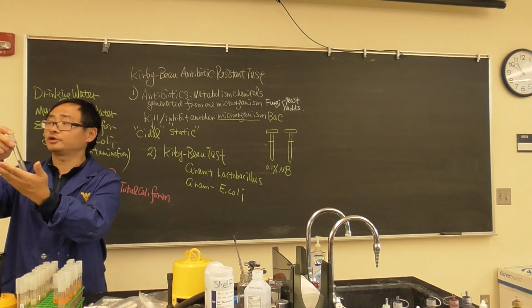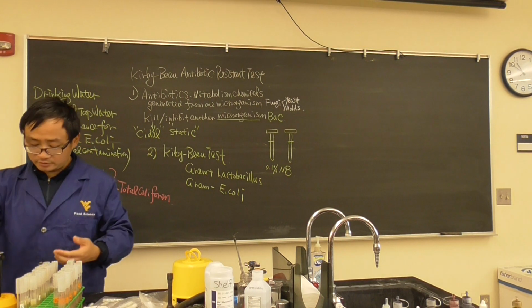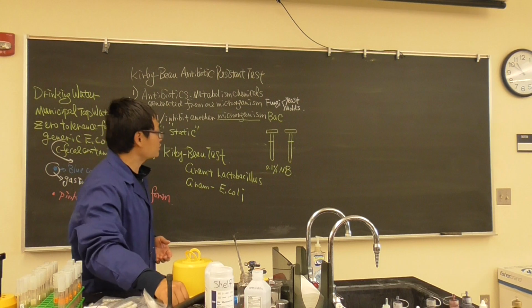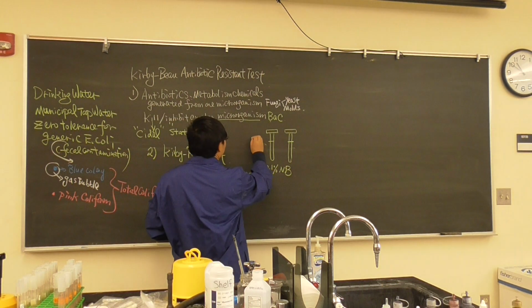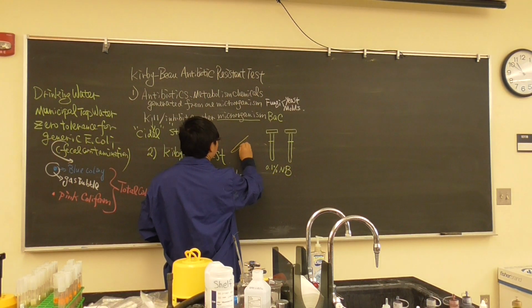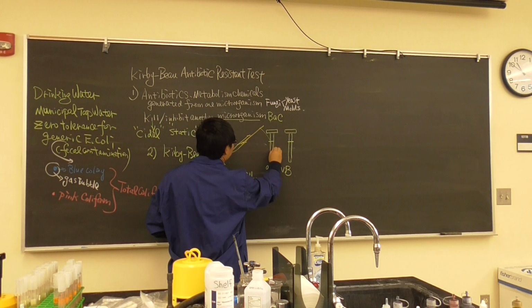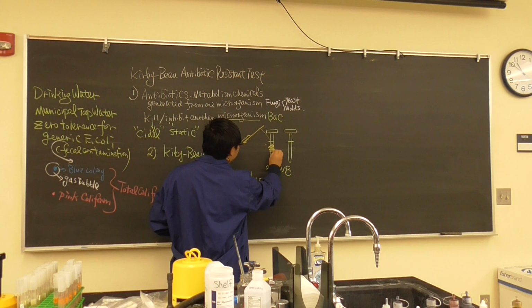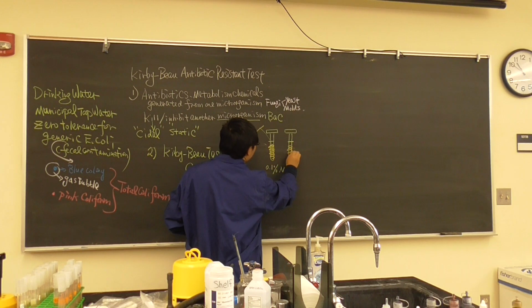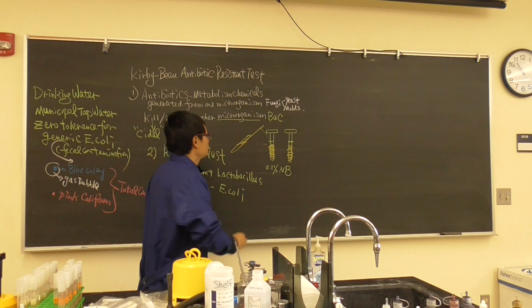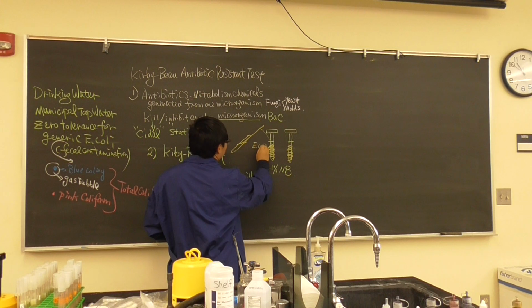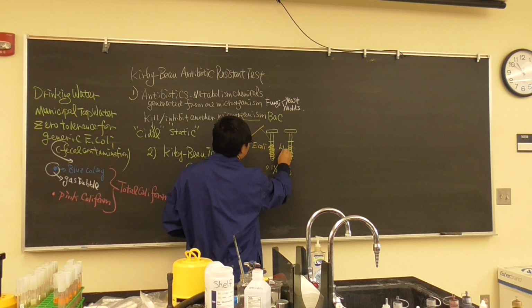You will see the turbidity there. Now, originally, we should have a standard for that. So, let's say the slants are right here. You use a loop, pick them, and you go here and mix. Same thing, you mix here. Let's say this is E. coli. This is lactobacillus.